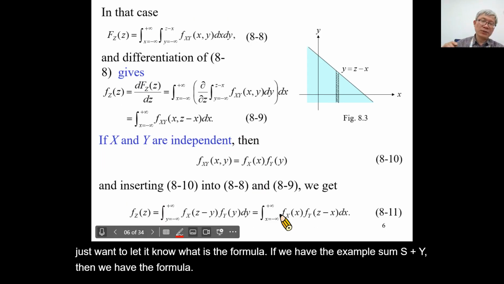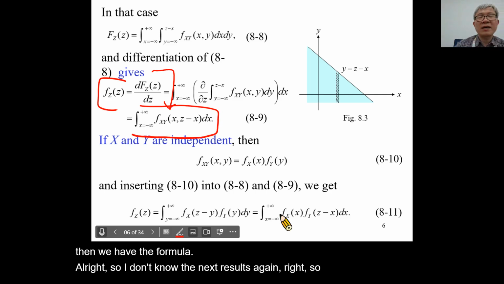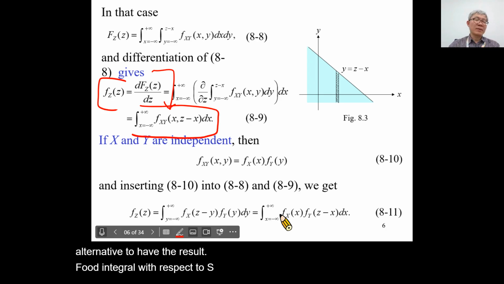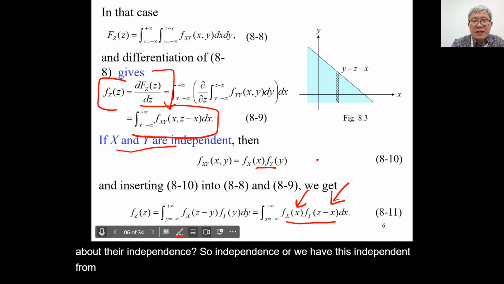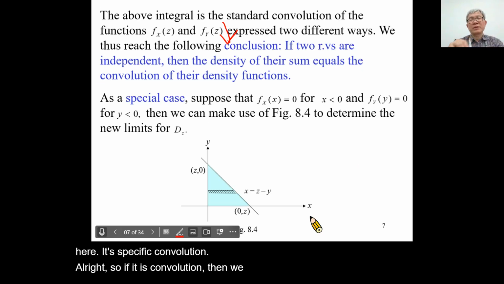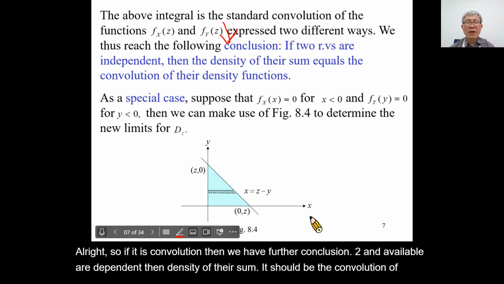So we can have the alternative to have the result through an integral with respect to s. This one is the same, and you can check when they are independent. For independent variables, the form here is specifically a convolution. So if it is a convolution, then we have the conclusion: if two random variables are independent, then the density of their sum should be the convolution of the two random variables' PDFs.